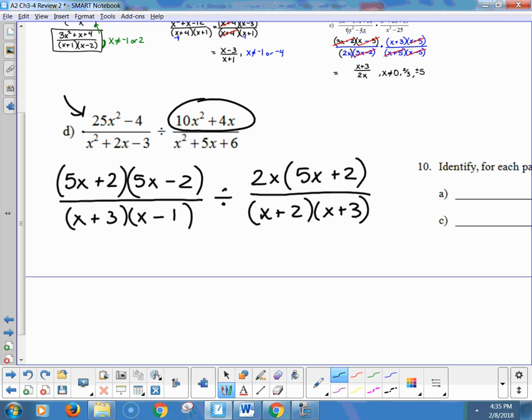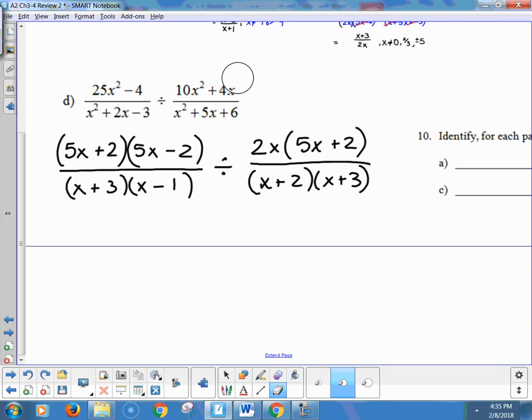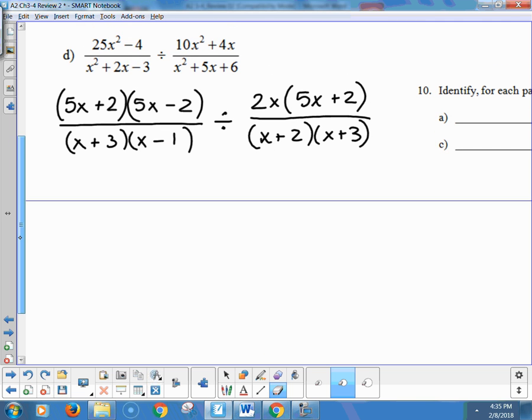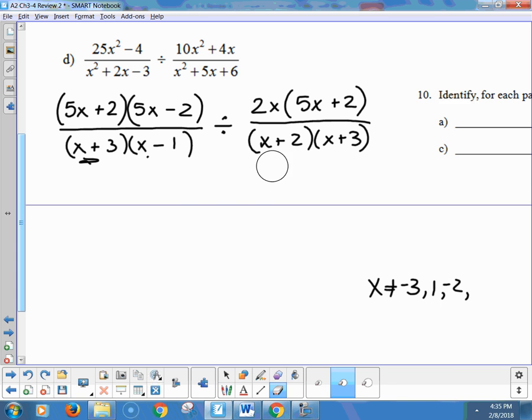I think this would be a very good moment to think about what our excluded values would be, because we know we can't divide by 0. So, let's see. My excluded values: x cannot be negative 3, x cannot be positive 1, x cannot be negative 2, and x cannot be, I already have the negative 3. Okay, so I don't need to worry about those.